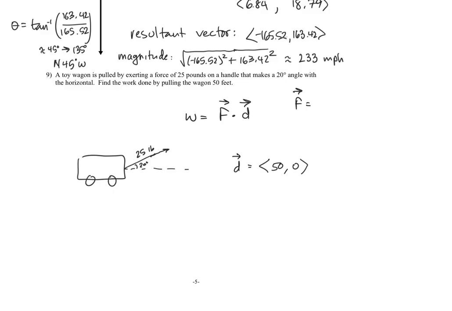So the horizontal component is going to be the magnitude times the cosine. And then the vertical is going to be the magnitude times the sine of the angle. This is about 23.49. And this is 8.55.